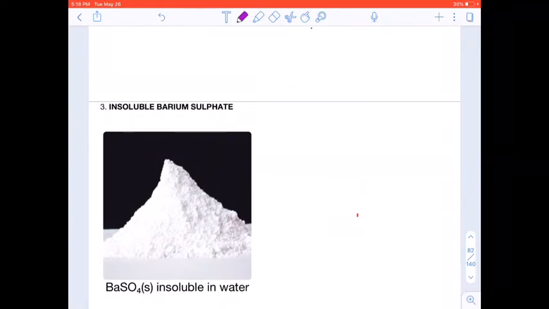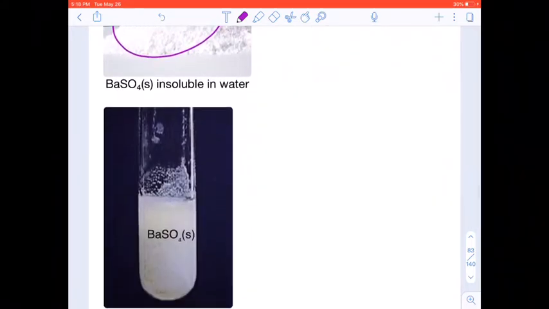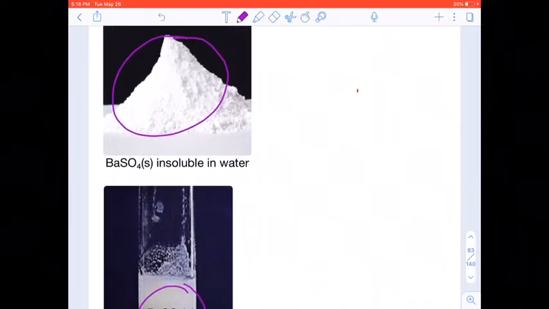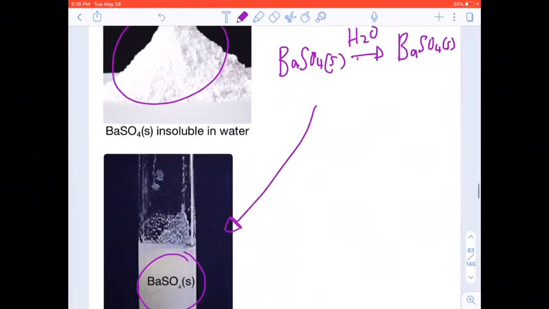Then here we have insoluble barium sulfate, right? Here's barium. When you dissolve it in water, you find that it doesn't dissolve in water. So if you have, for instance, BaSO4 and we add water to it, what happens? We still have BaSO4 solid. Alright, so it doesn't dissolve. There's no ions in solution, and so it's a non-electrolyte.